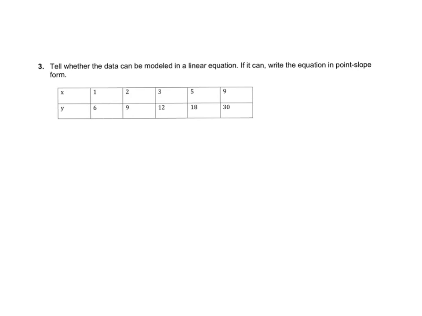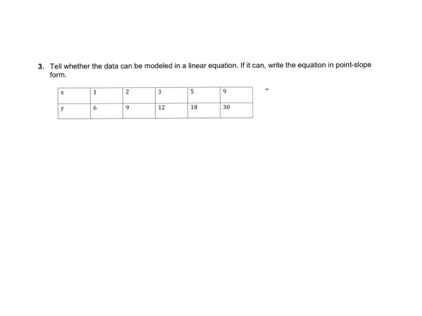All right, number 3. Tell whether the data can be modeled in a linear equation. If it can, write the equation in point-slope form. All right, so let's take a look here. We have this table, 1, 6, 2, 9, 3, 12, and so forth. So let's take two of the points. Remember, we need a slope and we need a point. So let's find the slope here.